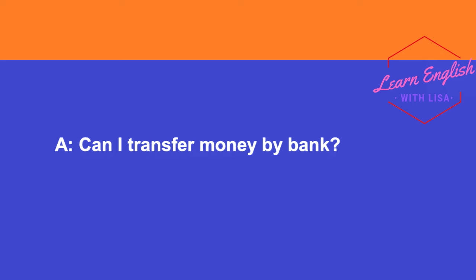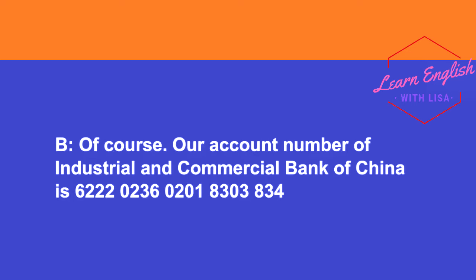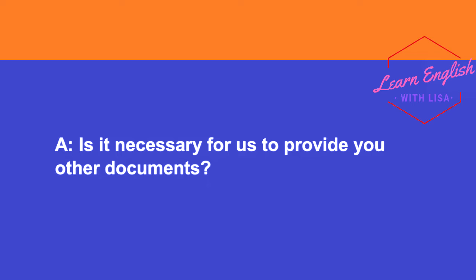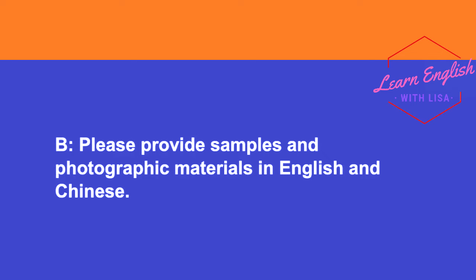Can I transfer money by bank? Of course. Our account number of Industrial and Commercial Bank of China is 6222 0236 0201 8303 834. Is it necessary for us to provide you other documents? Please provide samples and photographic materials in English and Chinese.